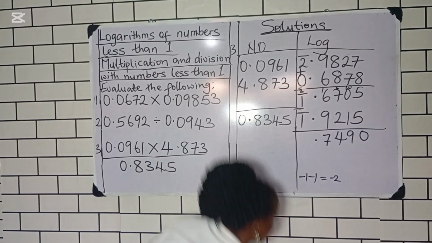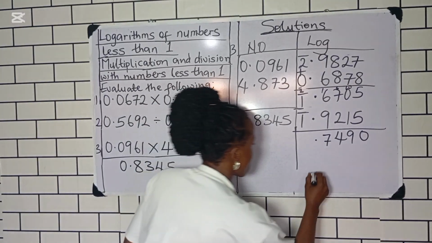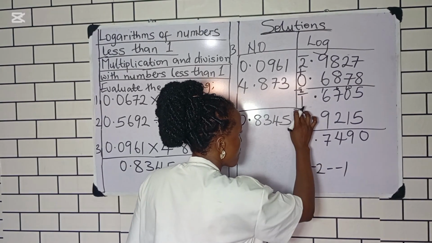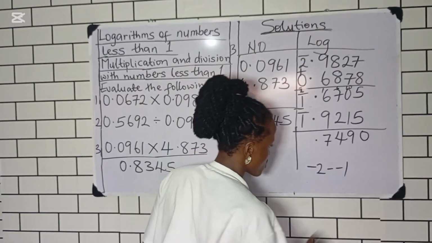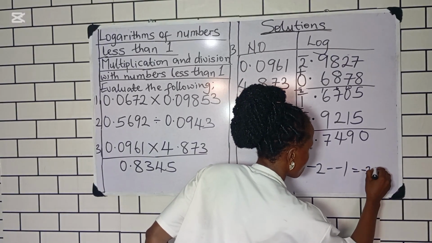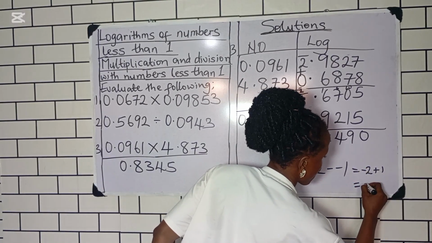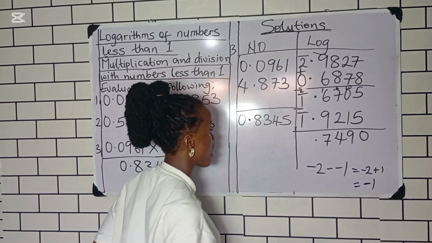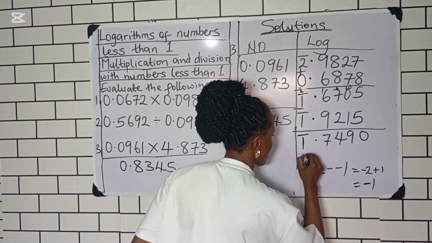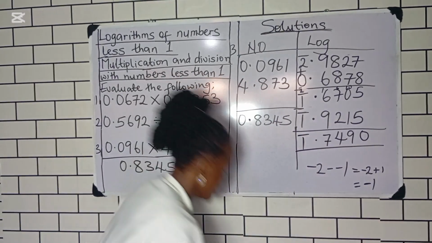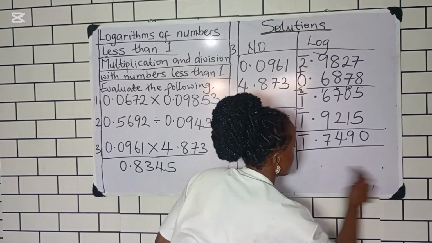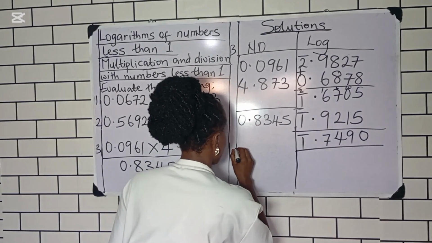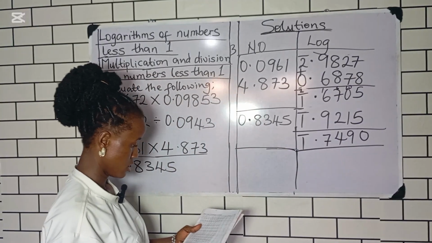Now we are going to do minus 2 minus minus 1. This minus 2 here minus minus 1 will give us minus 2 plus 1, which will give us minus 1. And that minus 1 is bar 1, which is the characteristic part. Have your bar 1. Now after getting your final difference here, you're going to look for the antilogarithm of the number.